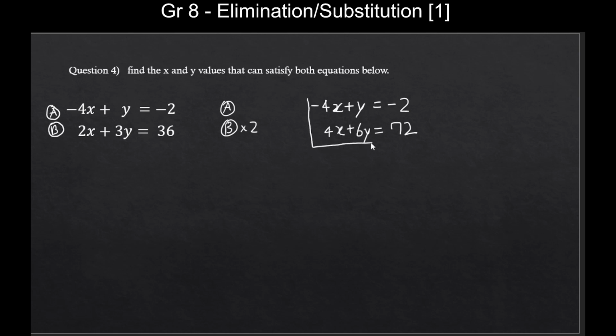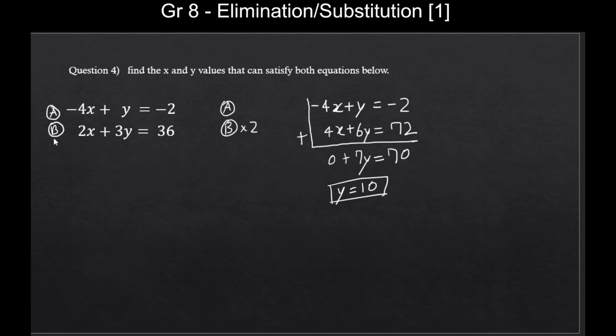Now I'm going to add them so that these x's cancel each other. There's minus 4x and plus 4x, so if we add them, it's gonna be 0. Y plus 6y is gonna be simply 7y, or plus 7y, it's the same thing. Minus 2 plus 72, that should be 70. So our y value should be 10, right?